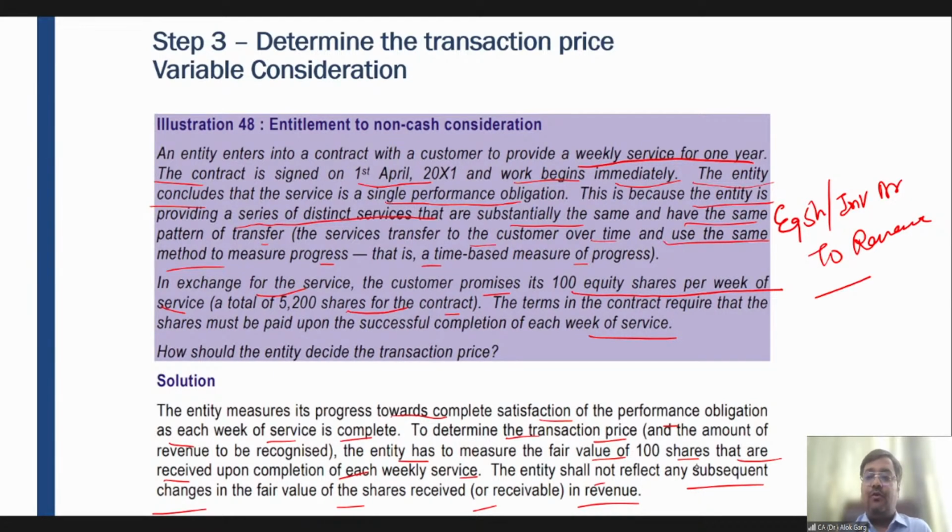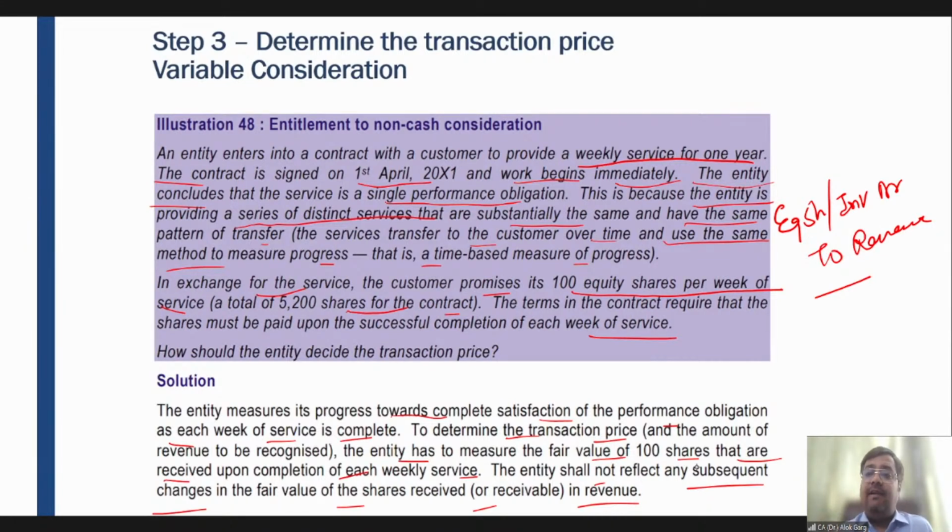So friends, since morning, we have discussed the concept when there is a right of return. To the extent or till the period of right of return, we have to recognize the revenue to the extent of the goods and services which are not expected to be returned, of course on the basis of past estimates, on the basis of past precedents.